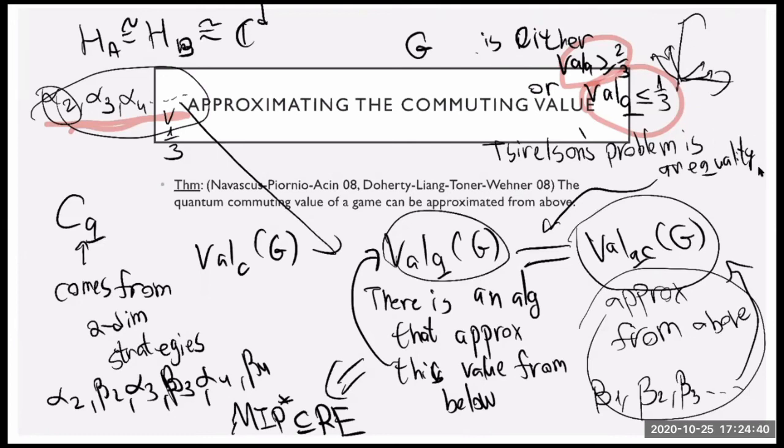So I have a question. Do we know what's the complexity of val_QC? Is it also RE? This is an open problem. What I just said is that this is in co-RE, the complement of RE, because every no instance is decidable, but this is not known to be an equality, at least now.